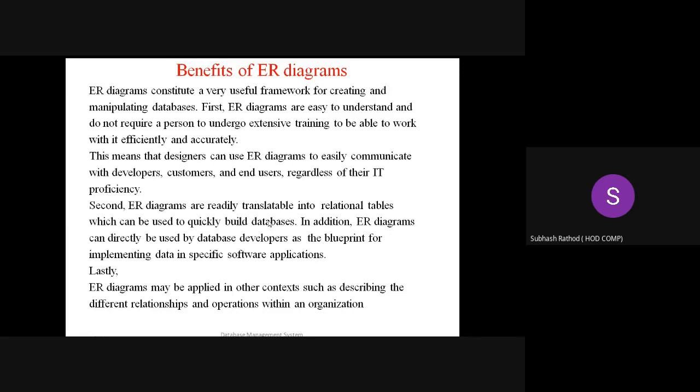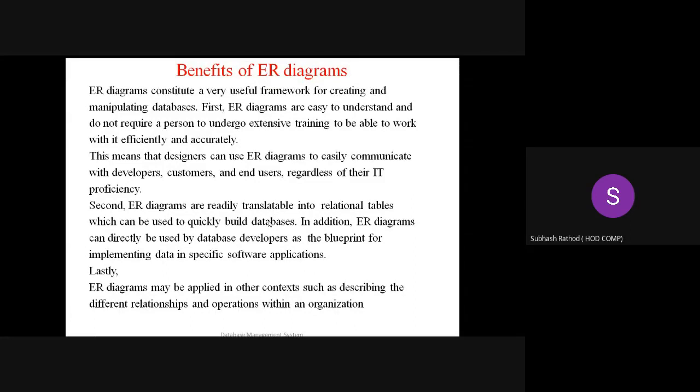So what is the benefit of the ER diagram? The benefit is that it will be easy to proceed, and you will get better proficiency and better performance, and to overcome the problems in the implementation phase, we should go for the ER diagrams. The ER diagram constitutes a very useful framework for creating and manipulating the database. First, the ER diagram is easy to understand and does not require a person to go through extensive training to work with it efficiently and accurately.